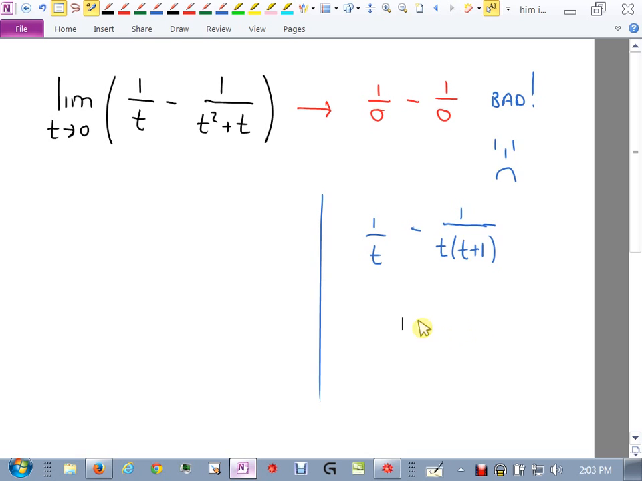All right, common denominator. They both have a t, don't they? So the only thing that's really missing is this one needs what? T plus 1 on the top and bottom. So I introduce a t plus 1 on top, introduce a t plus 1 on the bottom. Do y'all follow what I'm doing? No questions?